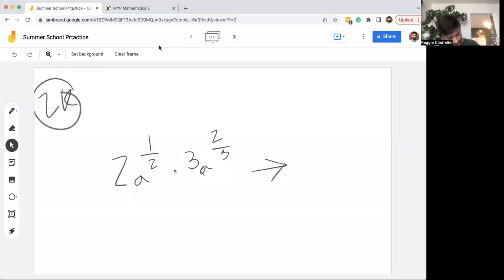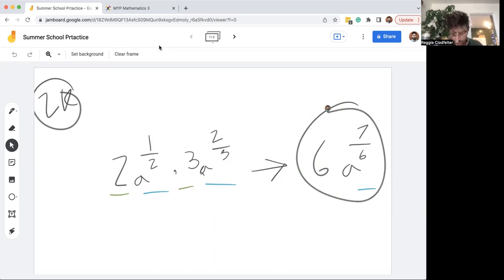So we have a to the 7/6. And that's my a's. And then I'm going to just take my coefficients and multiply them. 2 times 3 is 6. So my answer here is 6 times a to the 7/6. That's it for 2k.